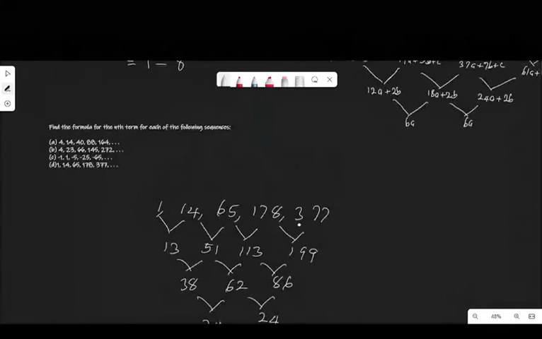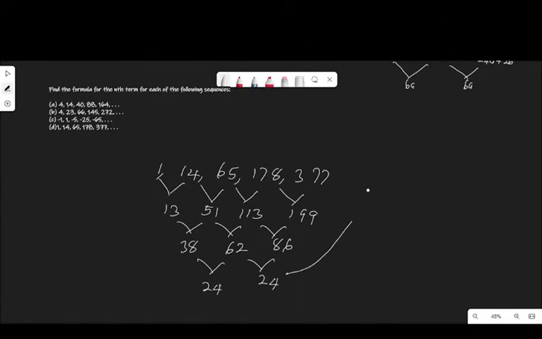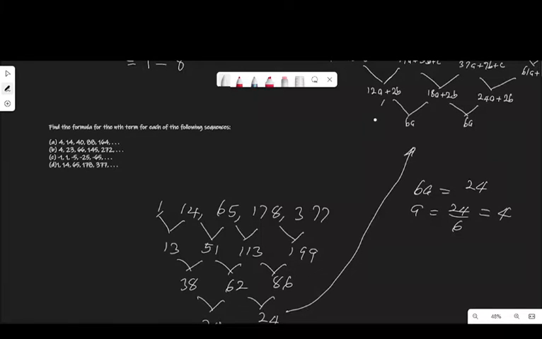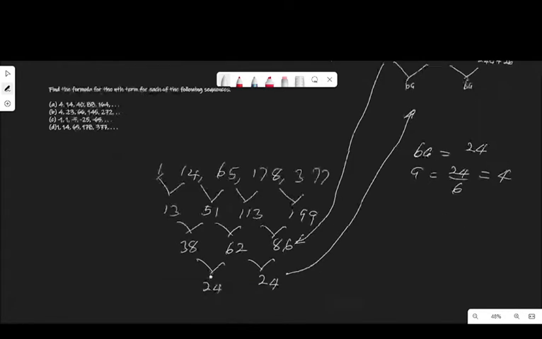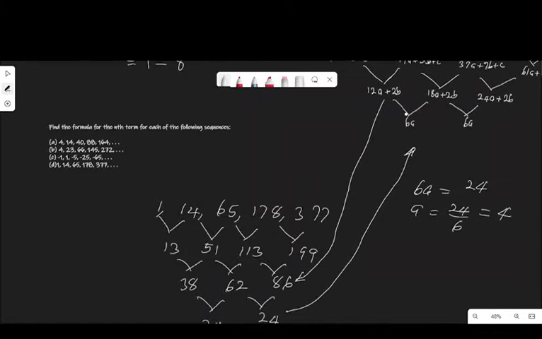Let's compare this table here with this. So 6a corresponds to 24. 6a is equal to 24. That means a is 24 divided by 6, which is 4. Again, to get the other variable, compare this row to 12a plus 2b, which corresponds to 38, 18a plus 2b corresponds to 62, and so on and so forth.